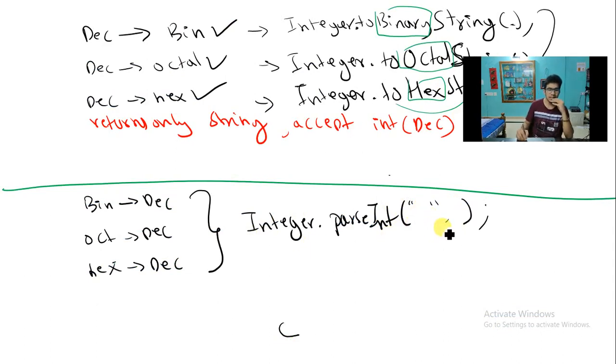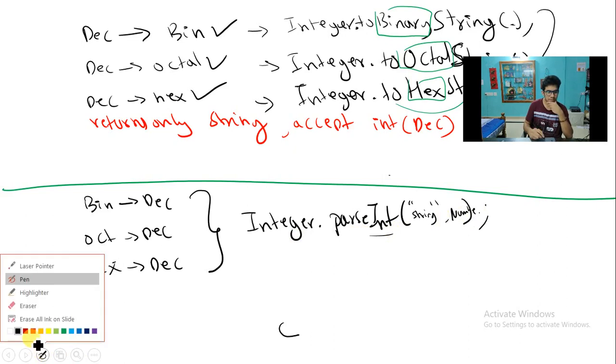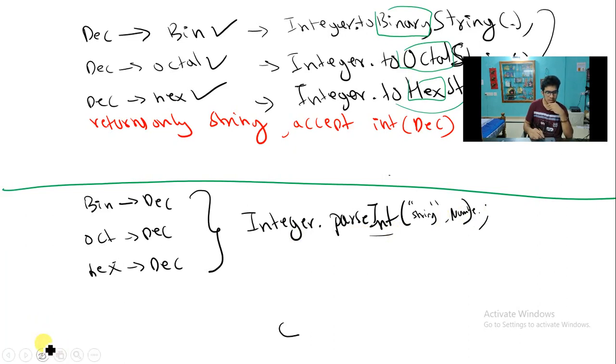And this parseInt method, what does it accept? The second one is always a number. But what is the first one? It's always a string. So if you look at what it returns and what it accepts, don't you think parseInt always returns one number? Yes, parseInt always returns one number.